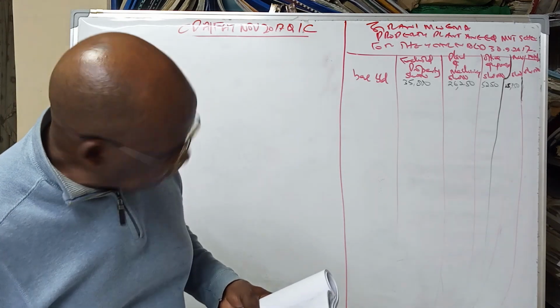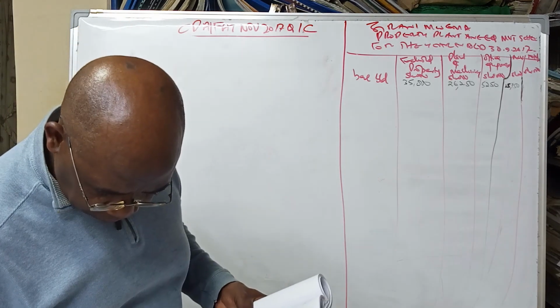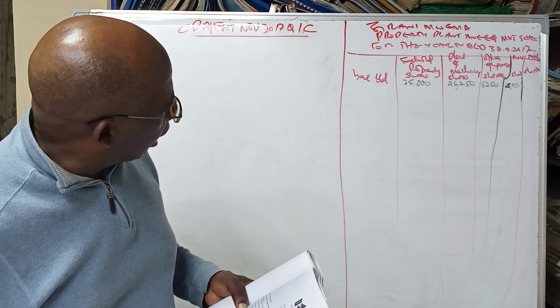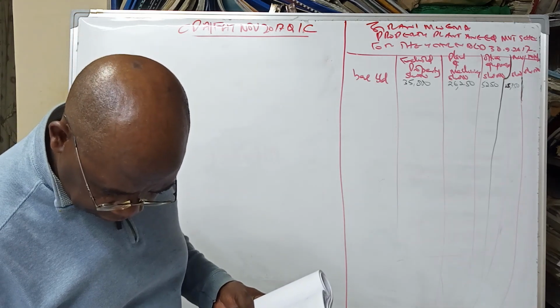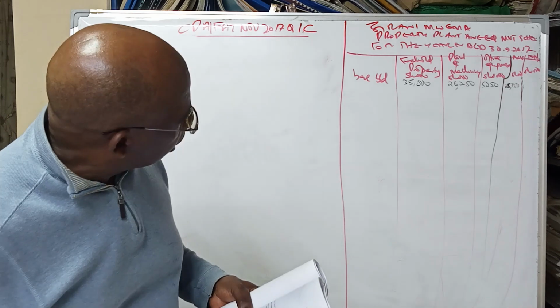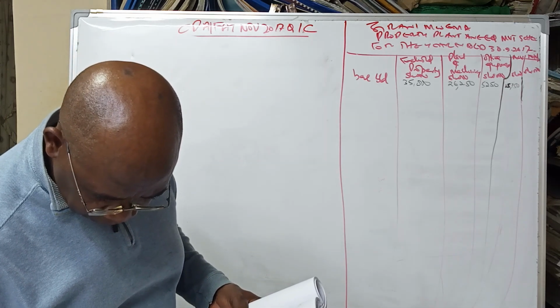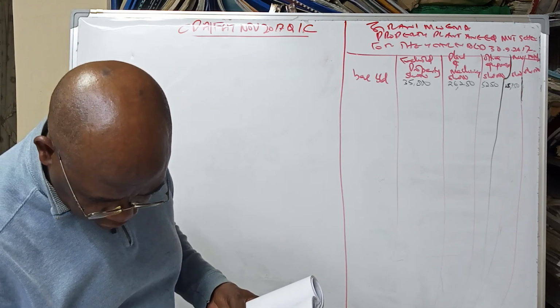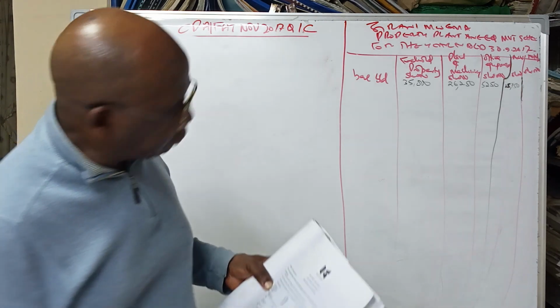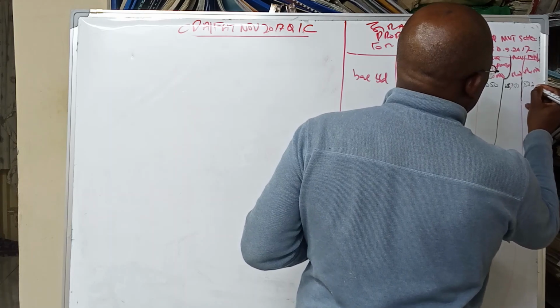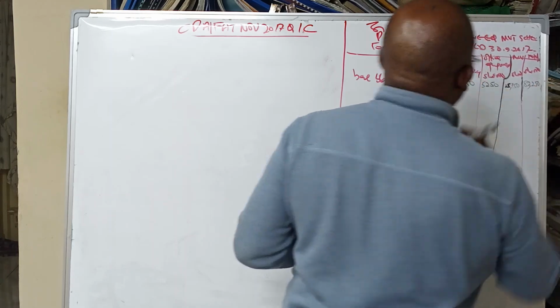35,000 plus 26,250 plus 5,250 plus 15,750. We get an opening total of 82,250.